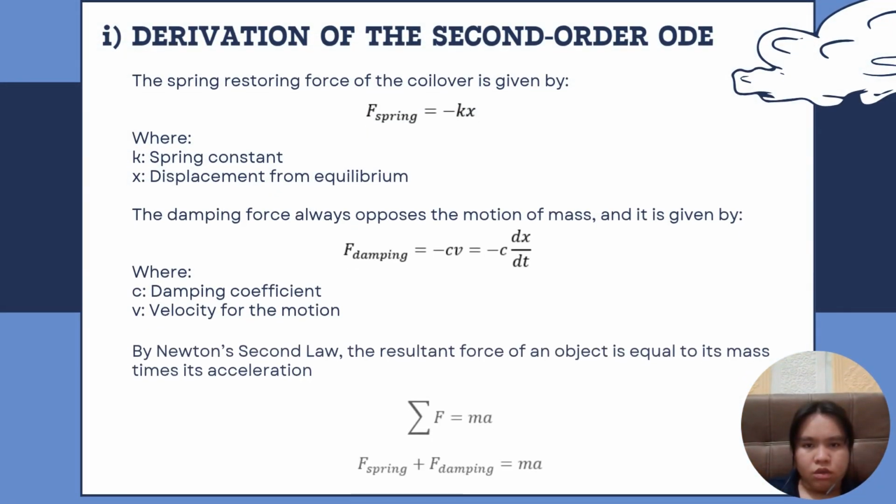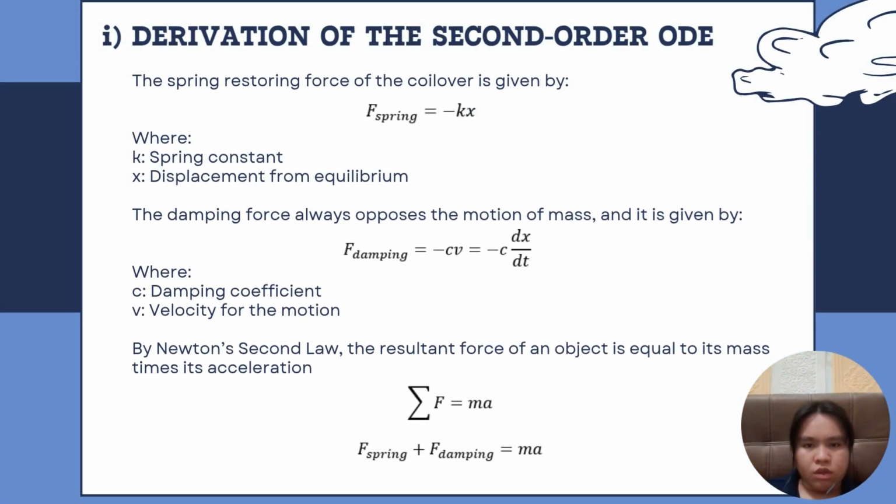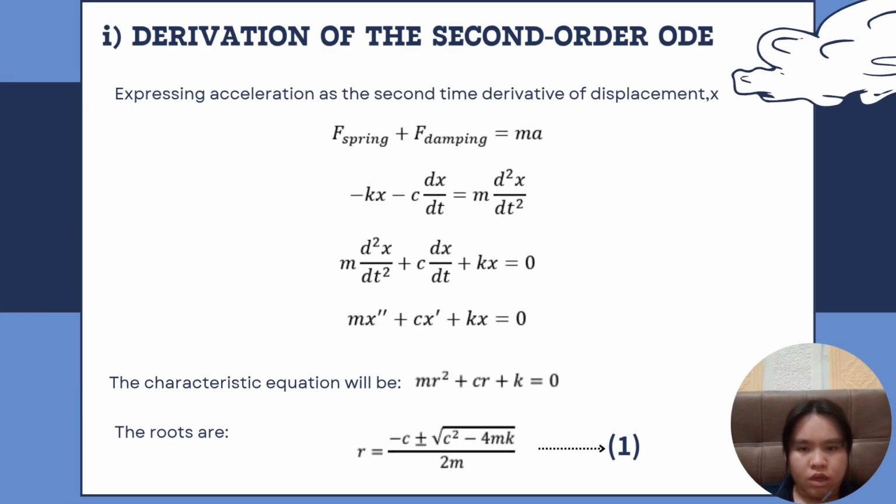The next part is the derivation of the second order ODE. The spring restoring force is equal to negative kx, and the damping force is equal to negative cv, and v can be written in terms of x(t). By Newton's second law, the resultant force of an object is equal to its mass times its acceleration, so we can write F spring plus F damping equals ma. After arranging all of the terms onto the left side, we get the characteristic equation mr squared plus cr plus k equals 0, and the roots can be found by using the equation r equals negative c plus or minus the square root of c squared minus 4mk, over 2m.